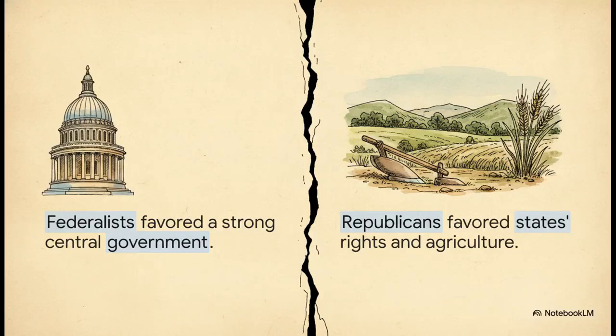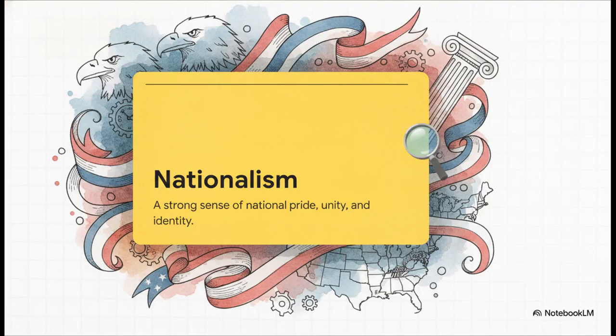Now, what's really interesting about this slide is that we immediately see two deeply conflicting perspectives emerge. You've got the Federalists, who favored a strong central government, squaring off against the Republicans, who championed states' rights and agriculture. These weren't just political parties. They were fundamentally different visions for what the entire American identity should be. One vision pushed hard for nationalism, which is a strong sense of national pride, unity, and identity. Think of nationalism as the glue. It was the force trying to hold this rapidly expanding country together in a single, unified American project.